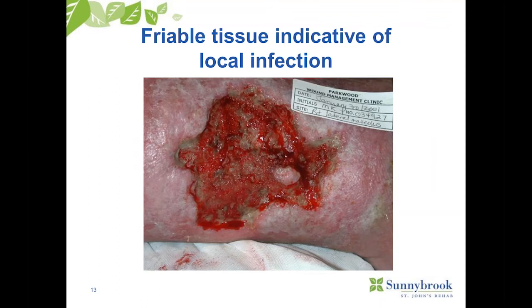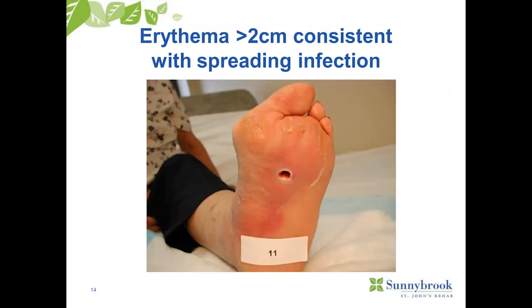So this is what friable tissue looks like. It's very fragile. You touch it and it bleeds. You'll notice there isn't a lot of erythema around that wound. It's really the wound bed, and you'll see there's pockets and bridges. It's not smooth. This would be a sign of local wound infection.